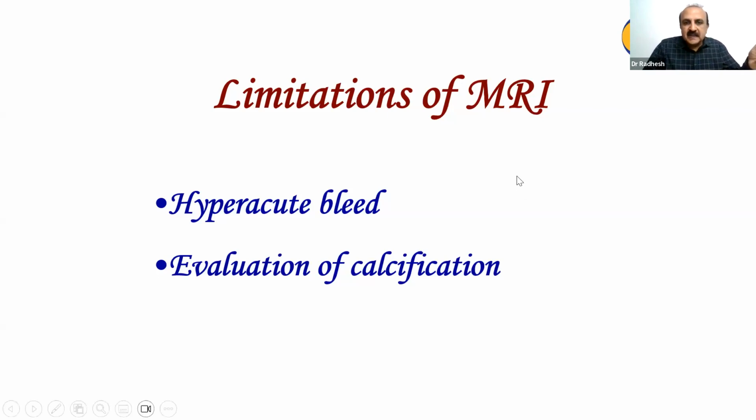Second, evaluation of calcification. Whenever there is a pancreatic calcification or pancreatic ductal calculi, please also ask for a CT because MR cannot pick up these calcifications or calculi. So that is why you have to get a CT also for these patients. Hyperacute bleed, CT. Blunt abdominal trauma, CT. Don't get an MR done.